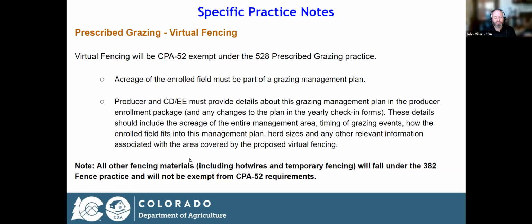And then all other fencing materials, including hot wires and temporary fencing, will fall under the fencing practice and will not be exempt from CPA 52 requirements. Again, that's because typically when people put in hard fencing, they go below the plow line, and that could potentially impact cultural resources that are buried in the ground. And cross fencing can impact endangered species. So the virtual fencing is exempt from CPA 52 requirements, but all other fencing is not.